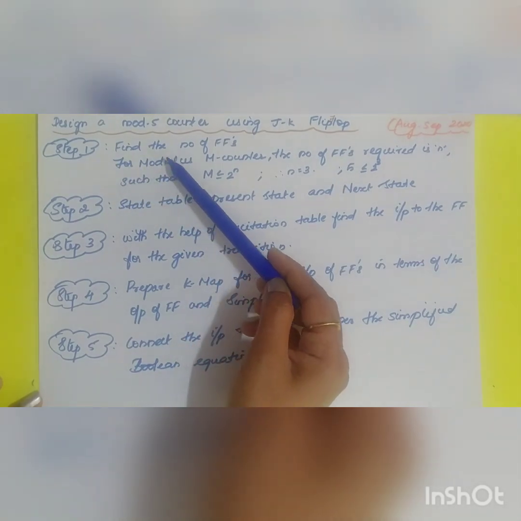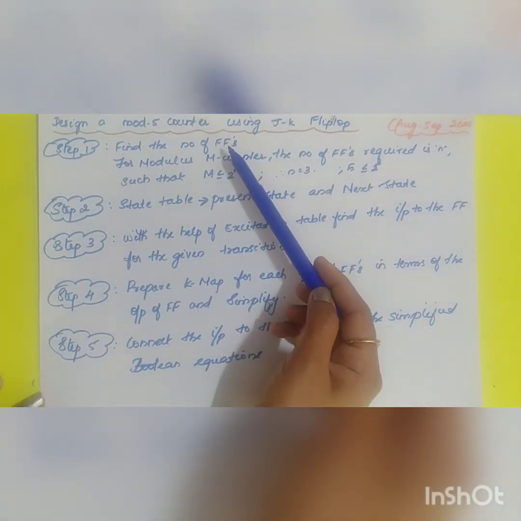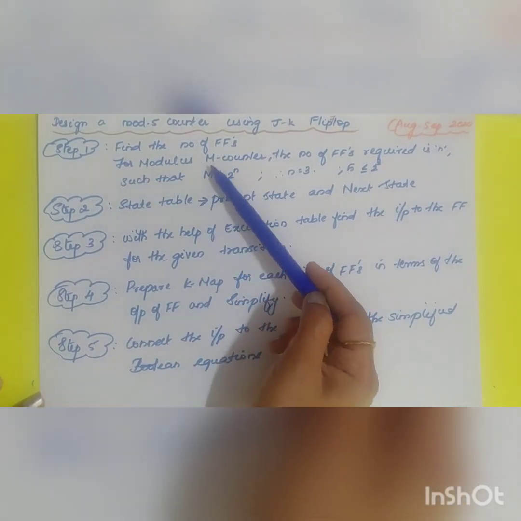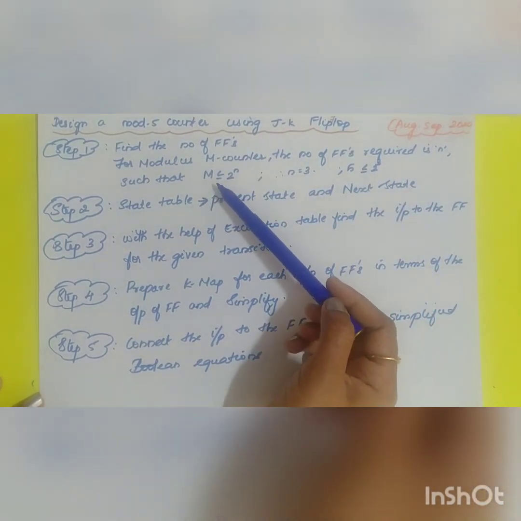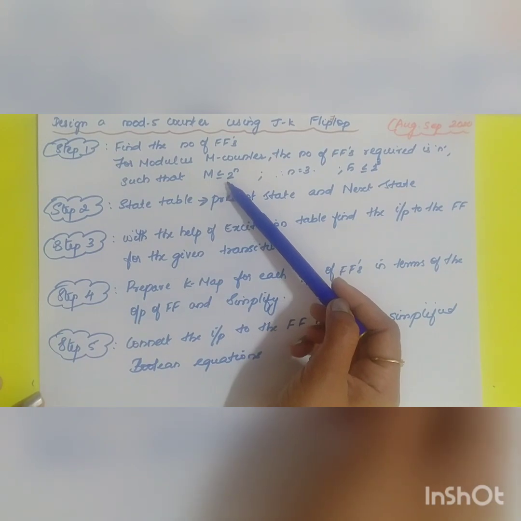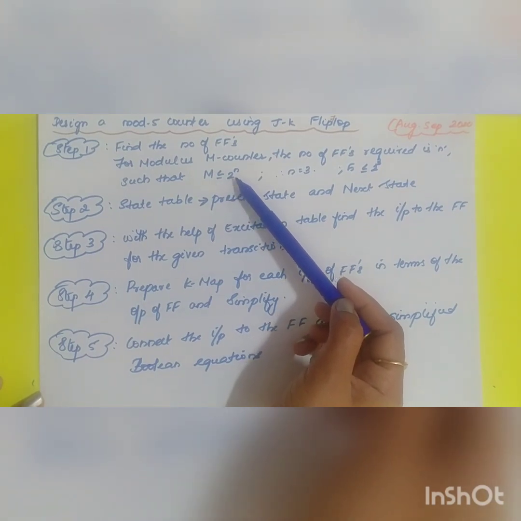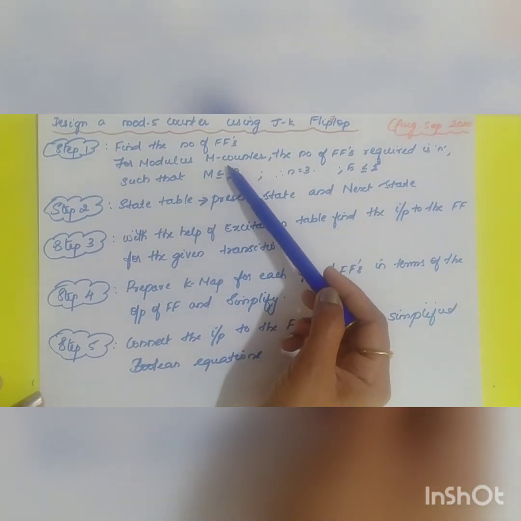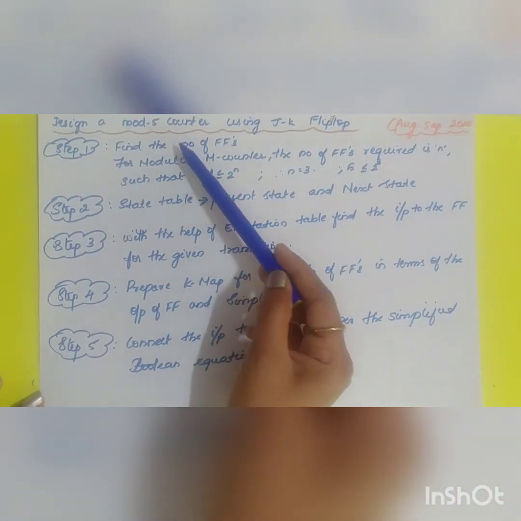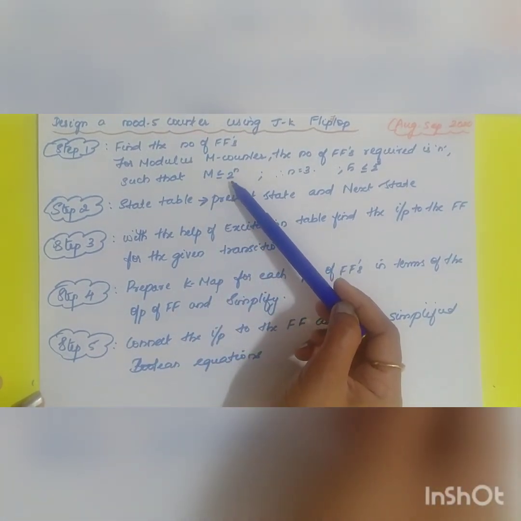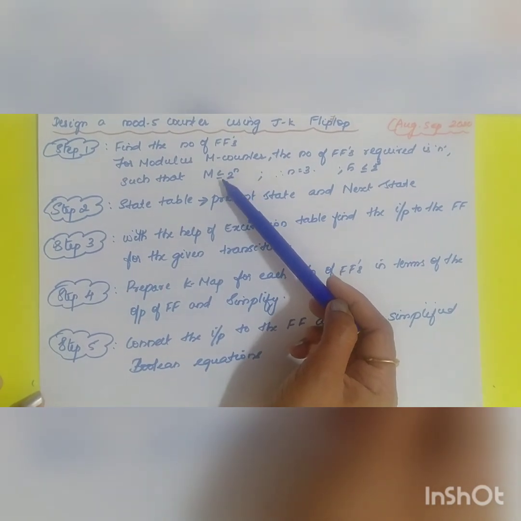Step one is you have to find the number of flip-flops. You know that for a modulus M counter, the number of flip-flops required is small n such that capital M is less than or equal to 2 power n. So what will be your capital M? This is mod 5, right? So capital M is equal to 5. 5 should be less than or equal to 2 power n.